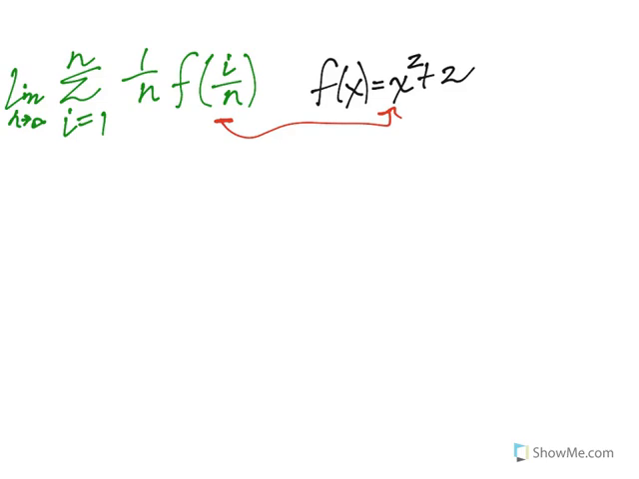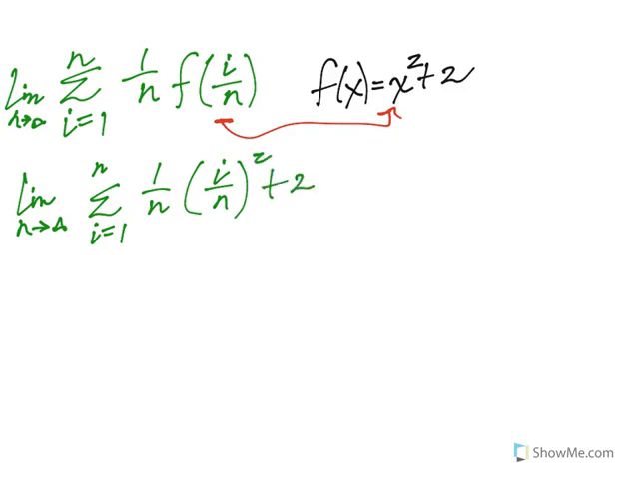This is then going to give me, all right, and this is what I'm going to get. I take the limit then as n goes to infinity. Got the sum from i equals 1 to n. I've got 1 over n. And again, what I'm going to do is I'm going to take i over n and plug it into f of x. This gives me i over n, the quantity squared, plus 2. And 1 over n is being multiplied by that entire thing.